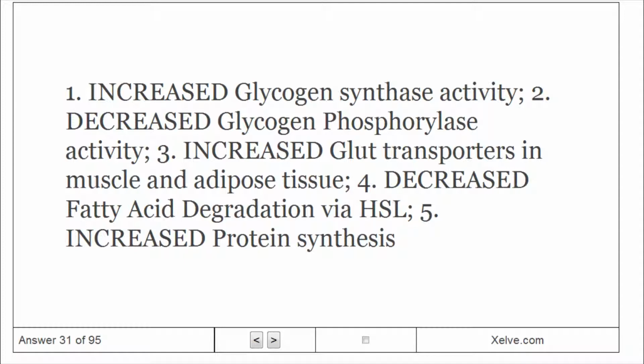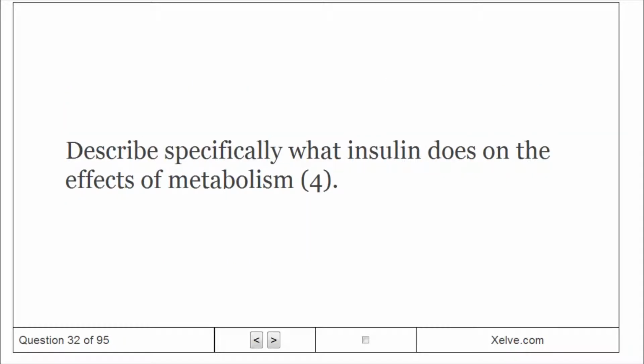1. Increased glycogen synthesis activity. 2. Decreased glycogen phosphorylase activity. 3. Increased glucose transporters in muscle and adipose tissue. 4. Decreased fatty acid degradation via HSL. 5. Increased protein synthesis.